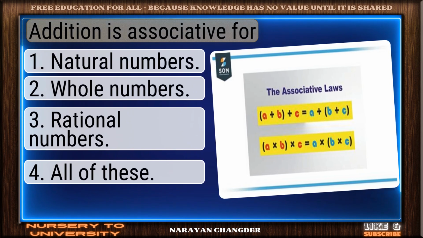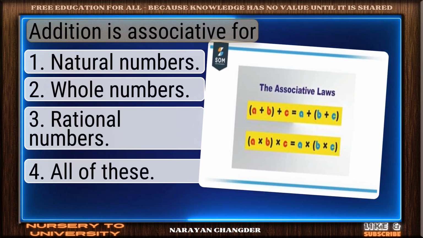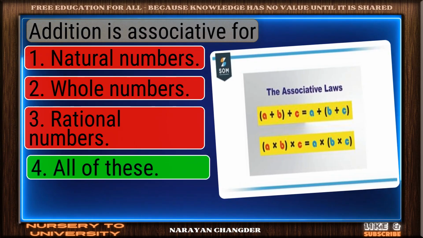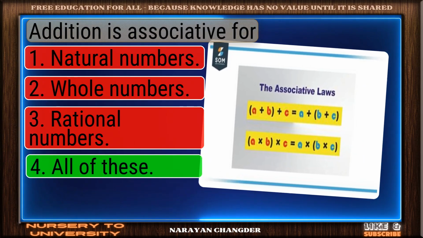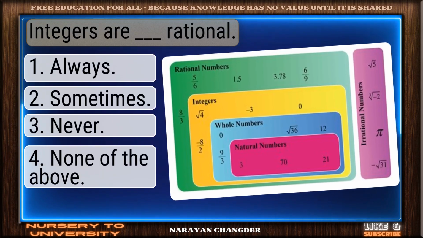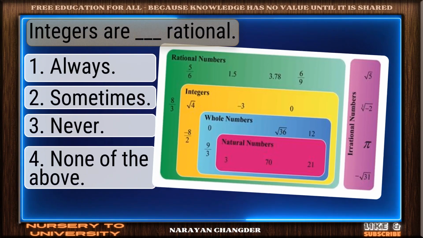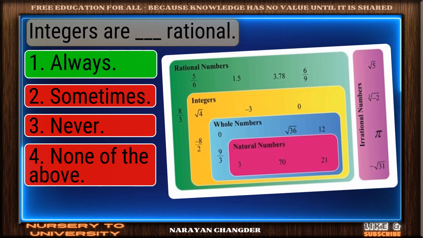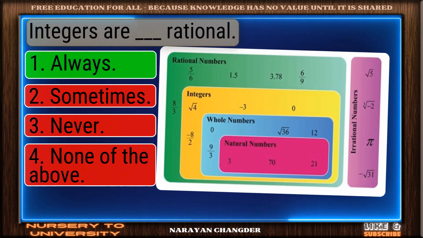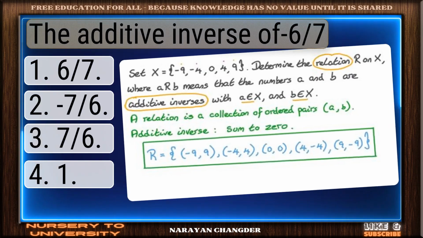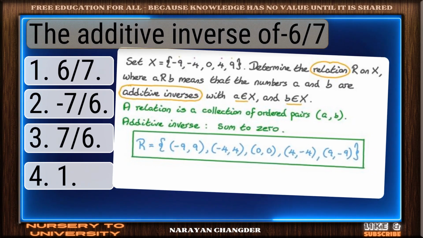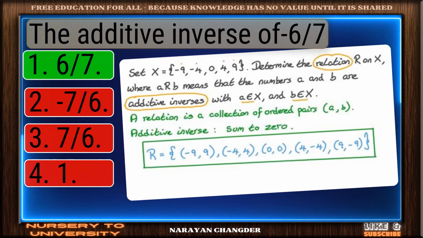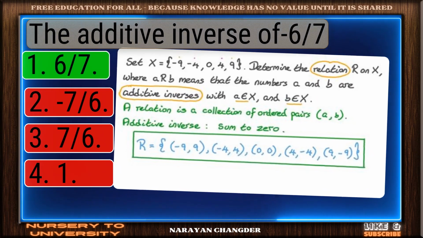Question number 152. Addition is associative for? Correct response. All of these is the most accurate answer. Question number 153. Integers are dash rational. On track. Always is the correct answer. Question number 154. The additive inverse of 6,007. You chose 6P7 and it is correct.